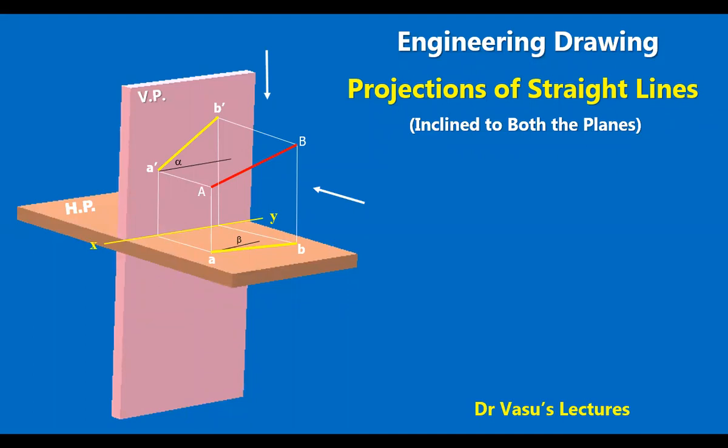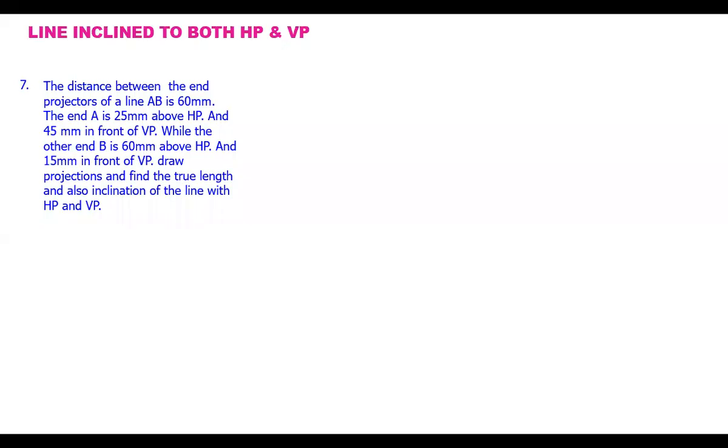I'm your Dr. Vasu. Let us see another problem on the line inclined to both the planes. The distance between the end projectors is 60 mm. End A is 25 mm above HP.